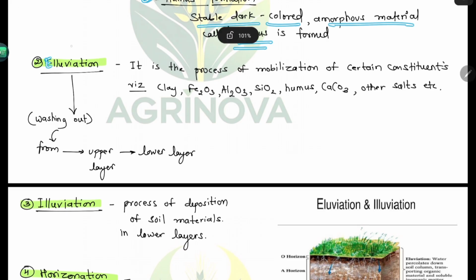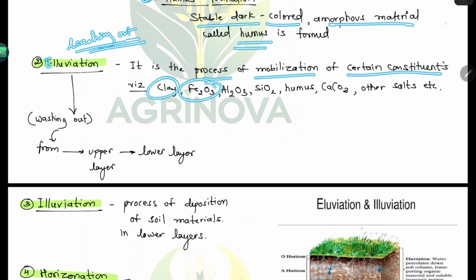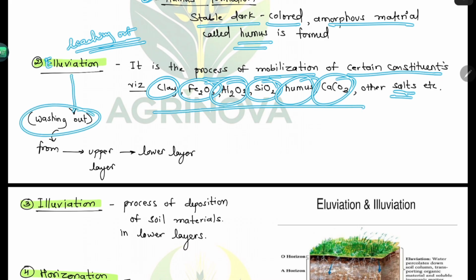The next forming process is eluviation. We know that E means the above layer, which helps in the process of leaching out. So basically it is the process of mobilization of certain constituents like clay, iron oxides, aluminum oxide, or siliceous oxides, humus, calcium carbonate, and other salts. So basically it helps in mobilization of all these minerals. Eluviation means washing out from the upper layer to the lower layer, which is the B horizon.